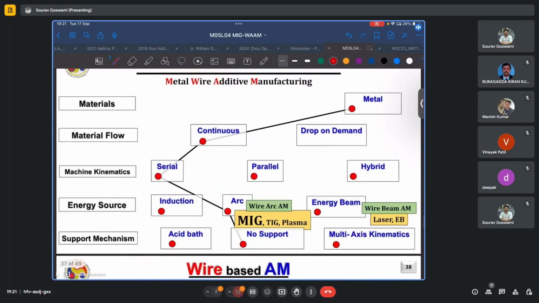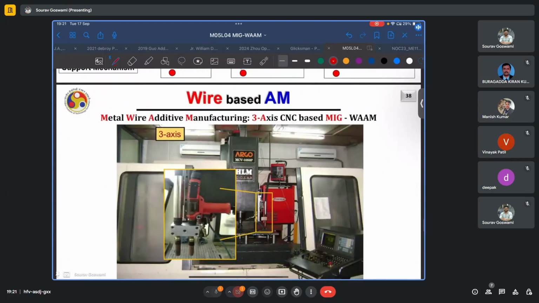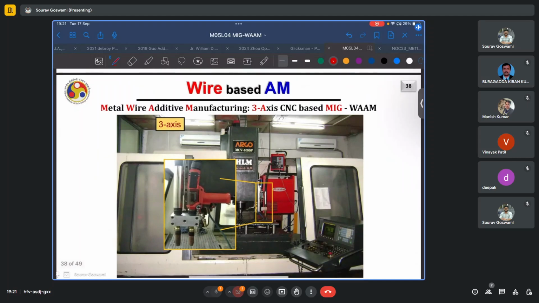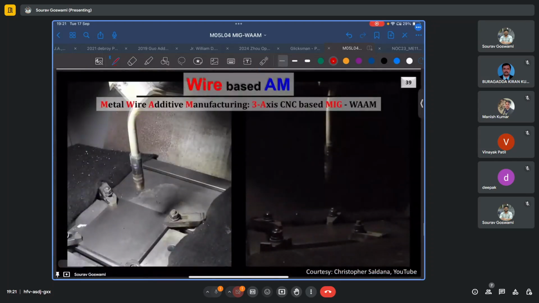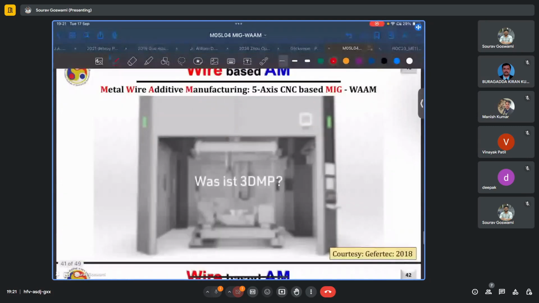Now, most of these processes that we discussed typically would require no support mechanisms, or we would only be working with very simple geometries. This is an example of such a machine. We are simply depositing on a flat plate with no B or C axis. However, we may also use multi-axis kinematics for building more complex parts, in which case the table is tilted so that the deposited bead is always normal to gravity and no support structures are required.